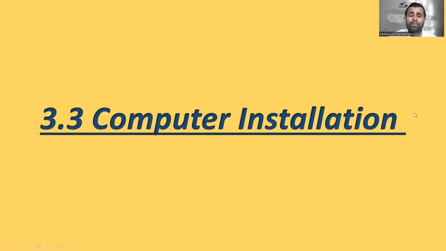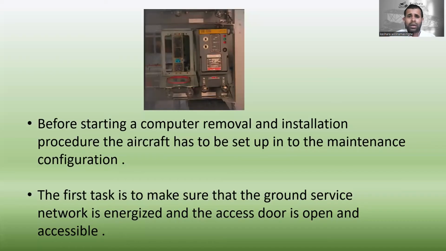And now let's go to the 3.3 computer installations, right? So I will teach you step by step how to install a computer in the avionic compartment, right? So here is the computer. So we are going to remove this one. Before starting a computer removal and installation procedure, the aircraft has to be set up in the maintenance configuration, right? Because sometimes the aircraft is in the flight configuration, so we have to prepare it for a maintenance configuration.